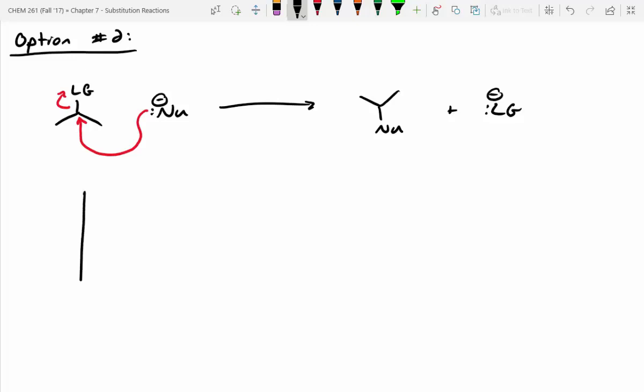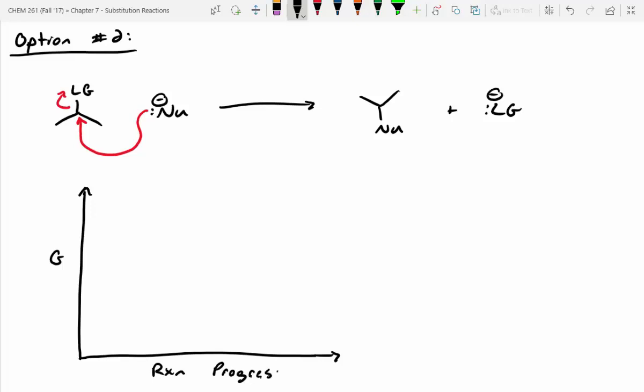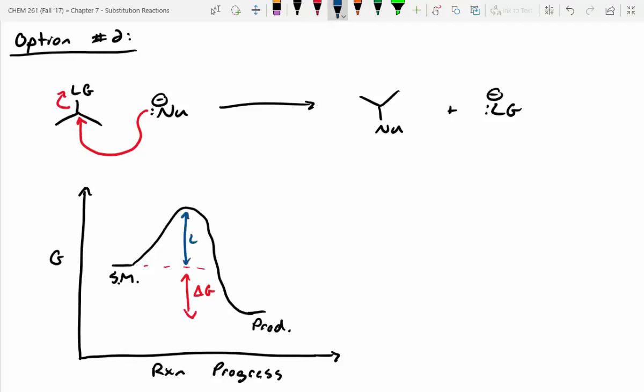So let's again draw our reaction coordinate diagram. We've got Gibbs free energy over here. We've got reaction progress. We know if it's a spontaneous reaction that our starting materials must be higher in energy than our products, meaning it's a negative delta G value, and we must still have some sort of energetic hump that we have to overcome, right? I'm going to keep the colors the same. This was our delta G down here. And then we've got our activation energy right here.